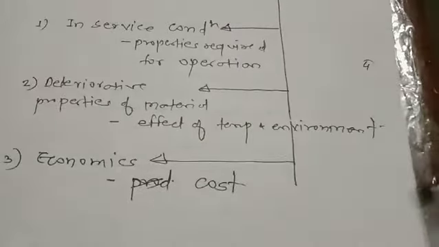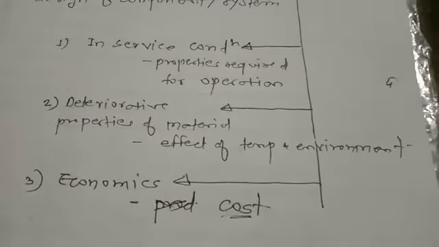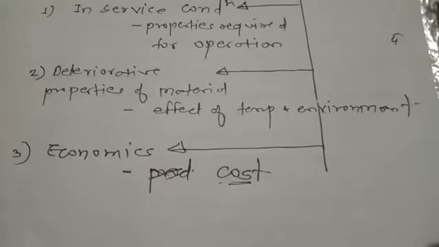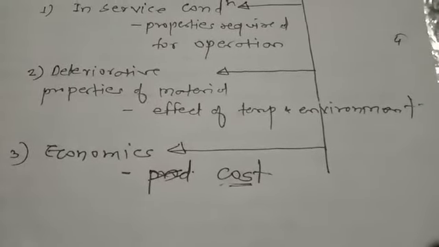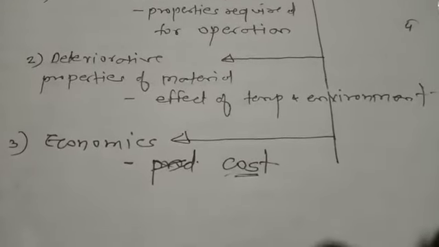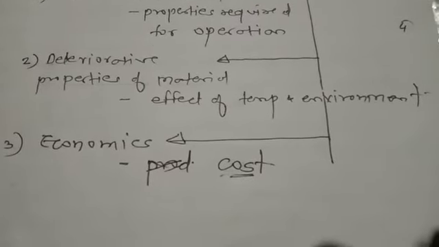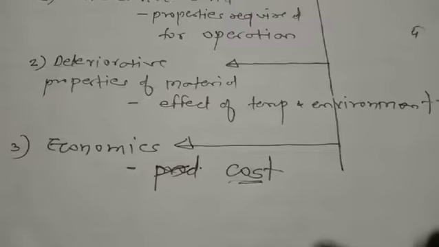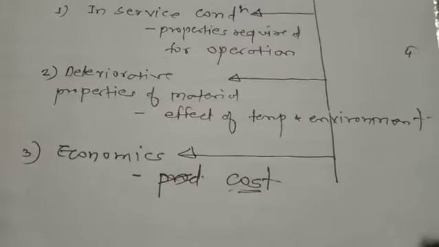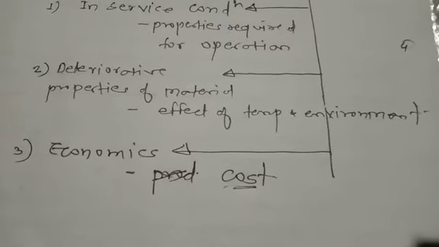is cost, right? The cost is a very important component. Means what will be the product cost at the end, what we are designing, what will be the cost of that particular component, that is economics, right? So that depends on how much cost is suitable for the particular component, and that is again important while selecting the material, right?